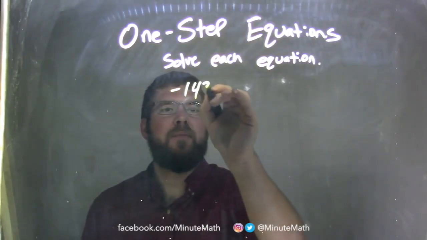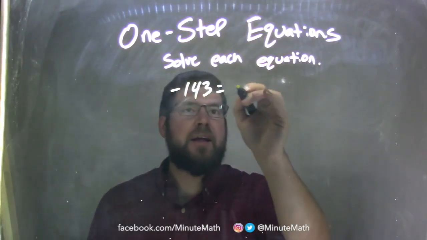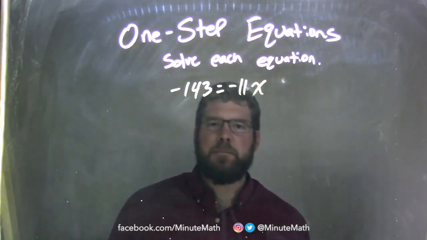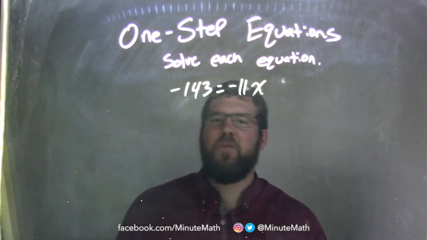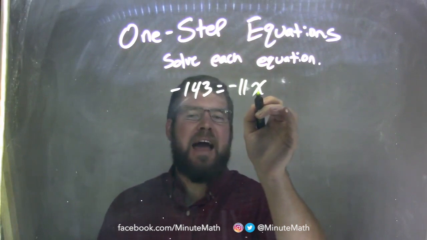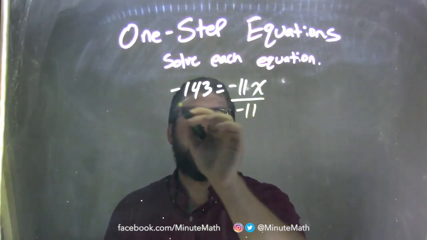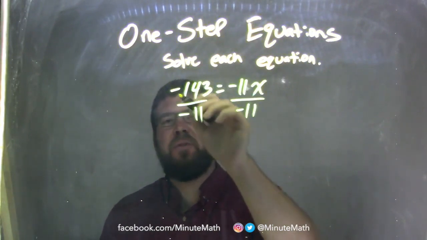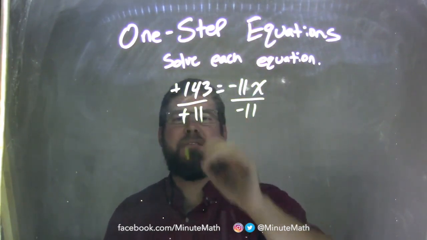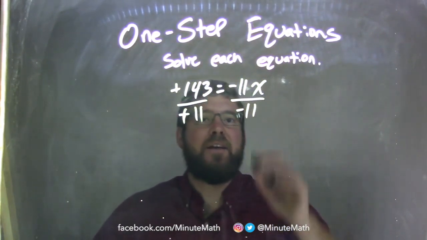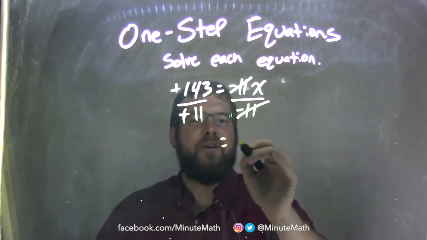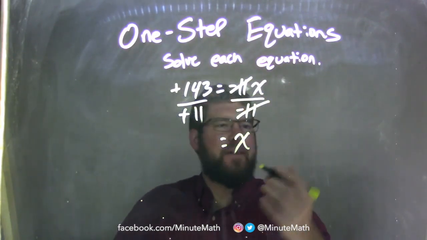Negative 143 equals negative 11x. Well, how can I solve that? I see there's negative 11x right here. That's multiplication. Opposite multiplication is division. So divide both sides by negative 11. Two negatives cancel. A negative divided by negative is a positive, so I can cancel that out here, and these negative 11s cancel, so I'm left with just x. What was 11 into 143?